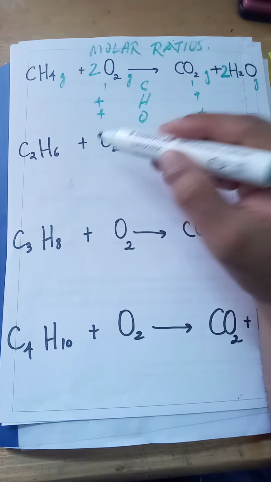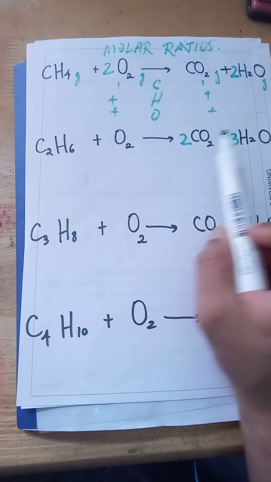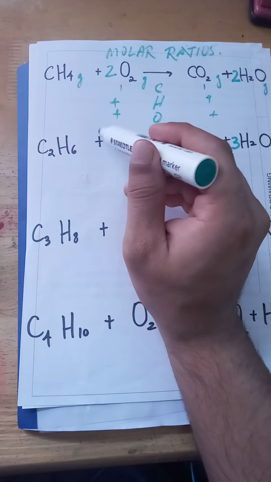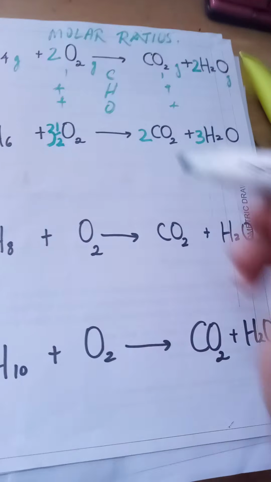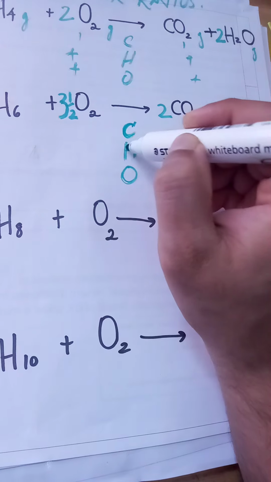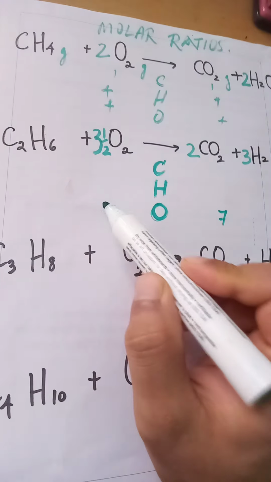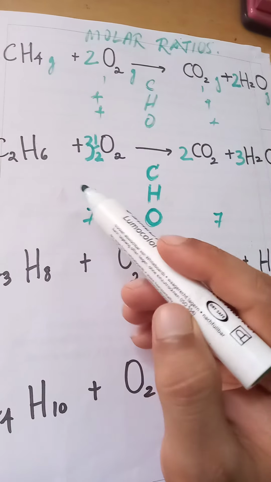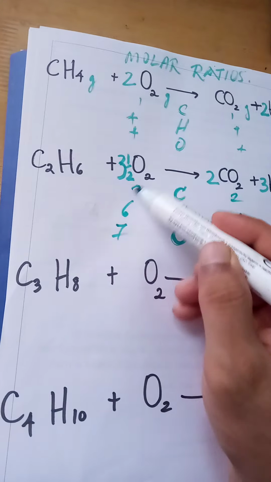Now we'll move on to the second one. We'll start off by balancing the carbons, then we'll balance this, and then we'll put the resultant number here. So that's 3 oxygens and 4 oxygens, so that's 7, so that's 3.5. So now we can see we've got 7 oxygen, 6 hydrogen, and 2 carbons.